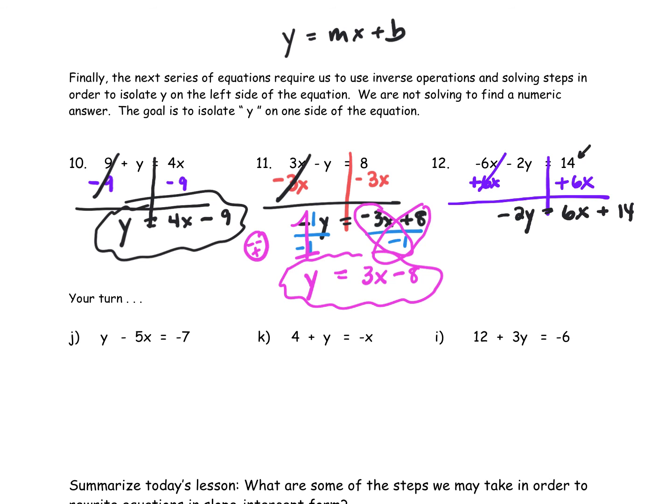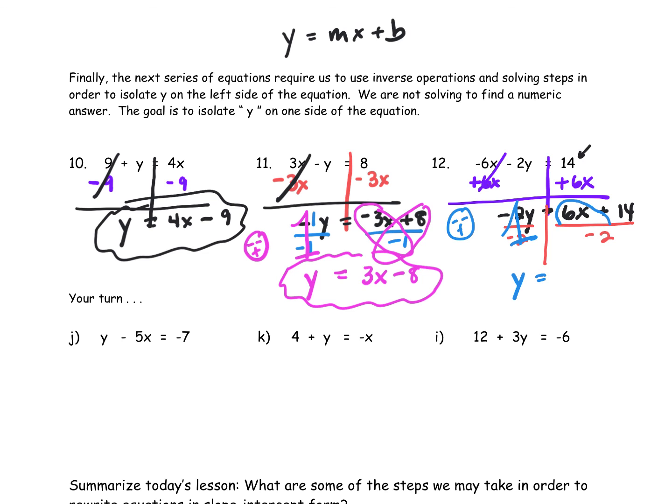So this kind of looked like slope-intercept form, but I have this pesky negative 2 now I have to deal with. So I'm going to divide this side by negative 2. And I have to do exactly the same thing on this side. I'm going to divide this whole entire side by negative 2. So negative divided by negative is a positive. Positive 1 gives me 1y, which is the same thing as y.